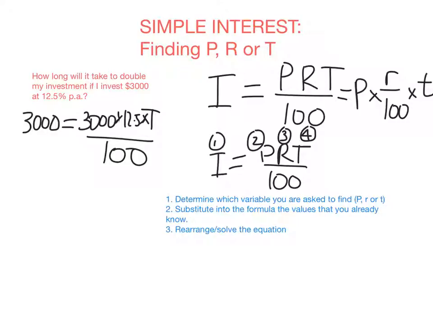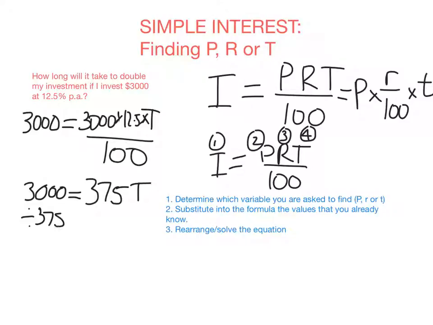So now I'm just going to tidy up the right-hand side of the equation. So I'm not actually solving yet. So if I just do 3,000 times 12.5 divided by 100, I get 375. So I've got 3,000 equals 375T. So now what I do is I just divide each side by 375.